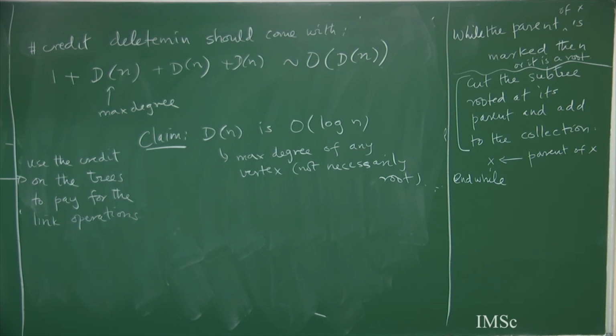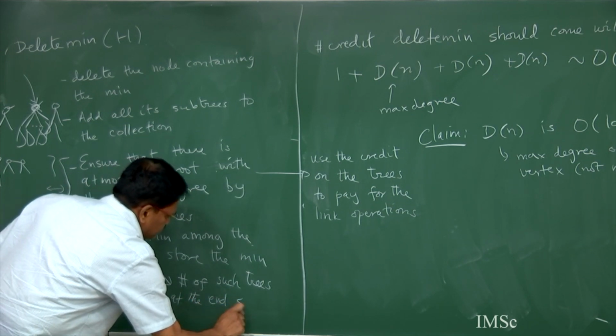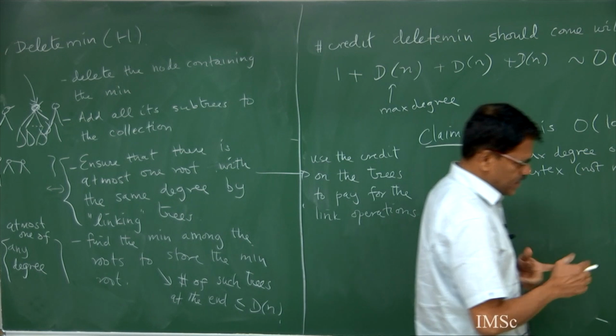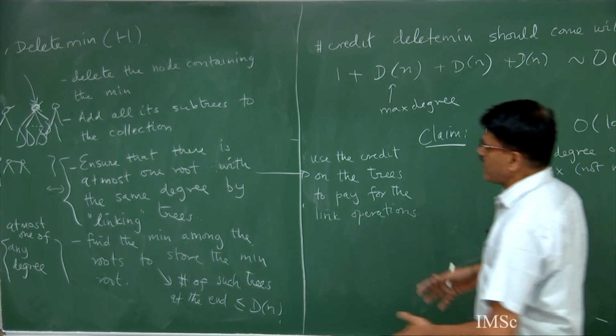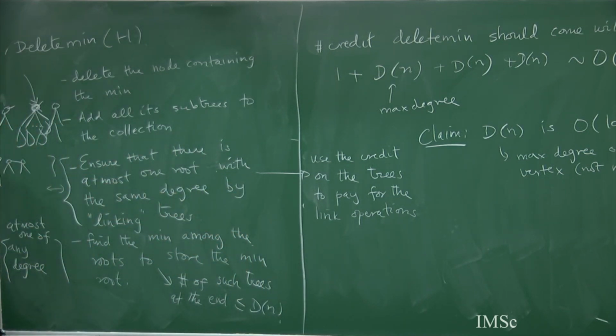Right, so here the number of such trees at the end, because you're going to put some credit on them. Okay. So now what do we have to show? If I show this, I'm done. I've ensured that insert and decrease key operations take constant amortized time, and delete min takes log n amortized time. All this is amortized time because we are talking about using this credit argument, right? Because in the worst case, there may be as many as n trees, and you might be cleaning up all of it. So that's not what we're talking about. They're all being paid for by some earlier operations.